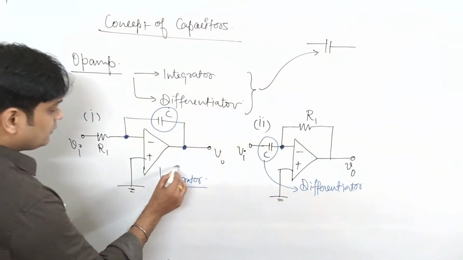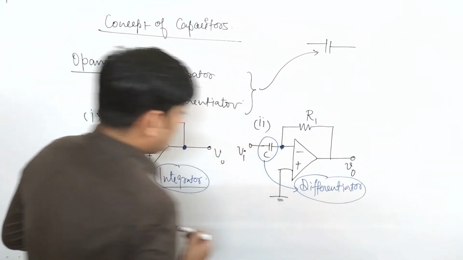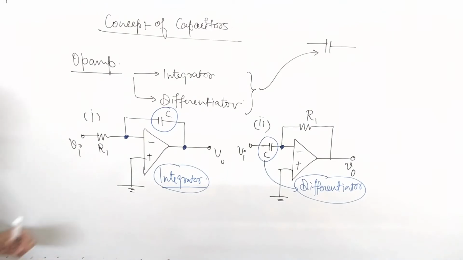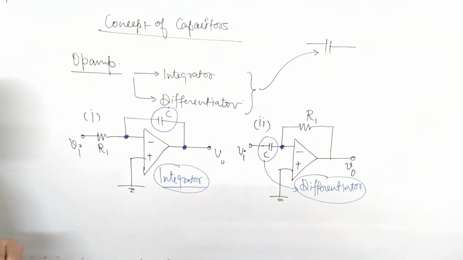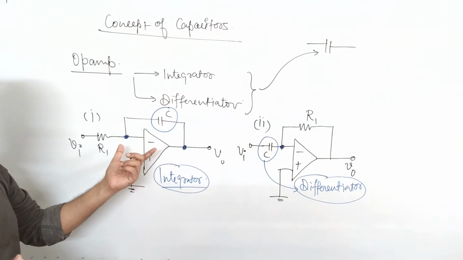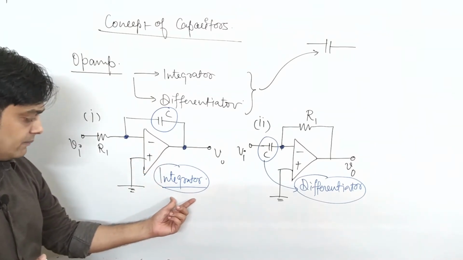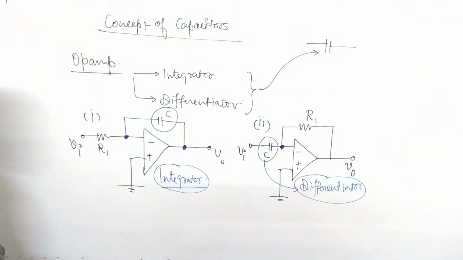These are the two important diagrams, and the way through which we will solve the numerical problems. So keep in your mind the position of the capacitor. Once it is connected in feedback pattern, it behaves like an integrator, and if it is connected in this fashion, it is a differentiator.